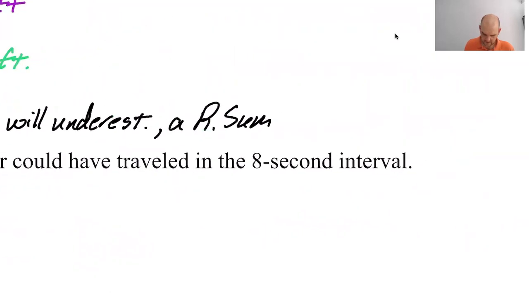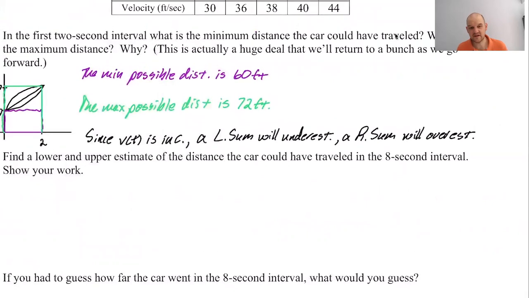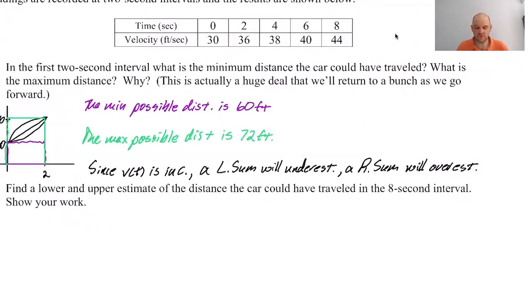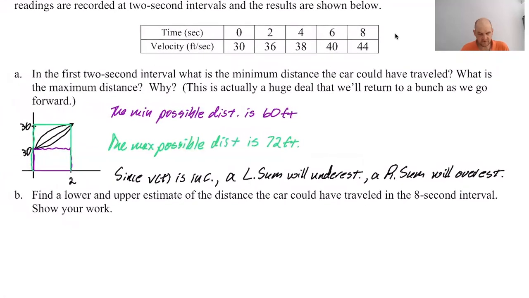I don't think that exactly justifies it. A better reason for using the right endpoint, which I just don't want to write, is that on the interval from 0 to 2, v of t is less than or equal to 36 for all t.